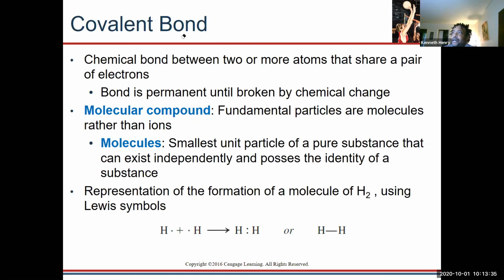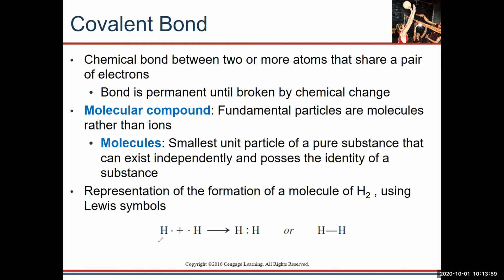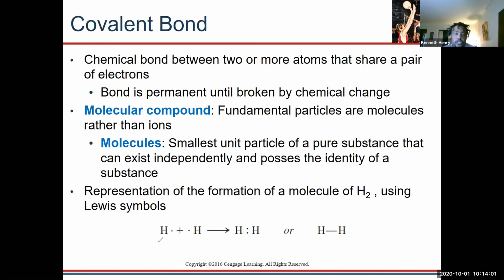Okay, so let's talk about the Lewis dots. So we know that hydrogen has how many valence electrons? It has 1 valence electron. Hydrogen is a special case. It wants to be like helium. Helium has how many electrons total? It has 2, right? So hydrogen only needs to have 2 electrons to be like the noble gas it wants to be like.